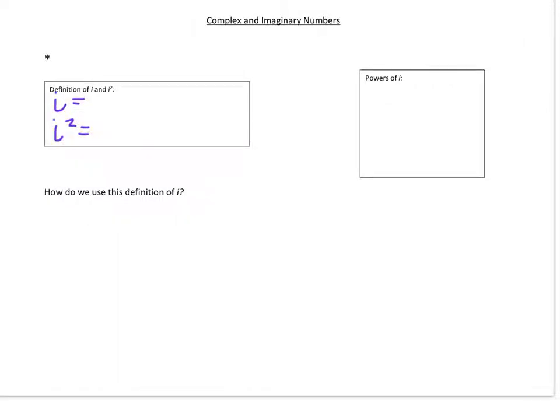Hi again. Okay, so this one goes with your second handout. It's just double-sided, so we'll fill it out together and I'll have some examples for you to do as well. All right, so the first thing is we want to talk about what i is and what we use it for.